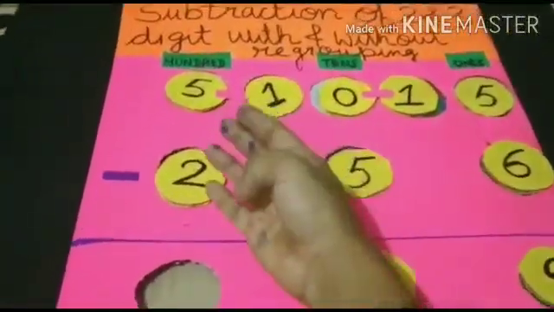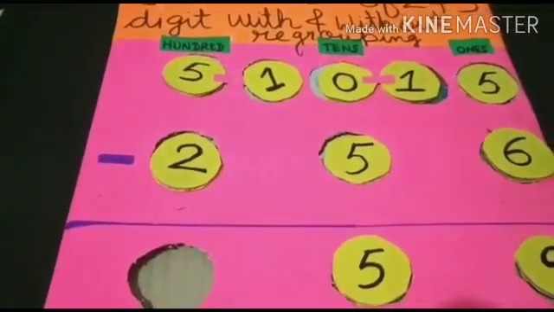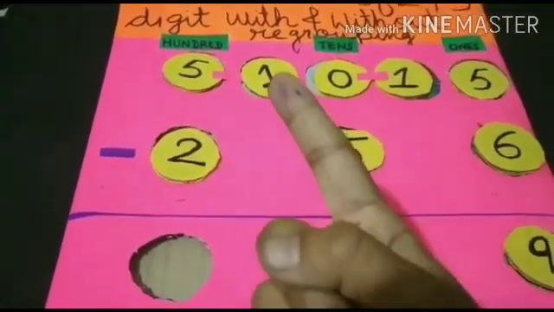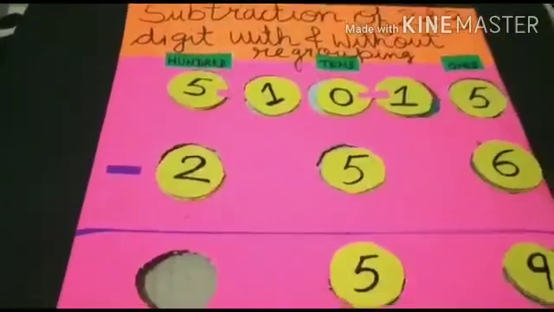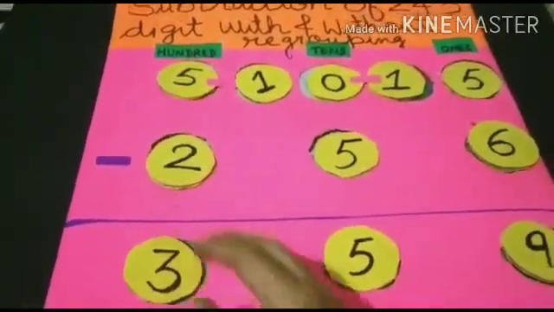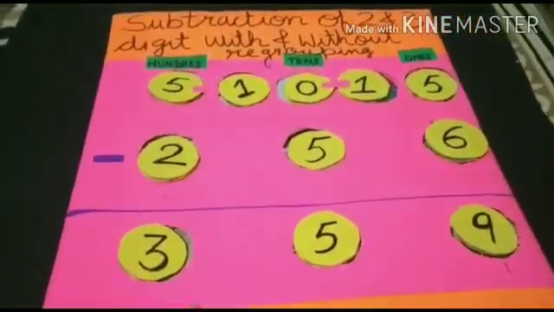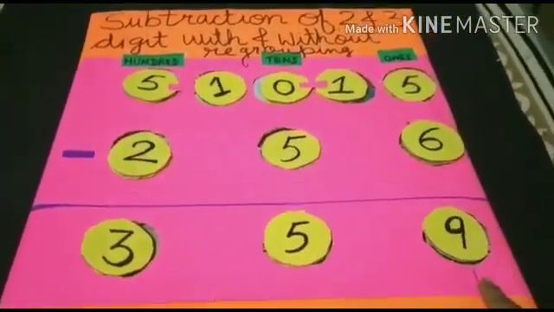Now from 5 we can subtract 2 easily. After 2: 3, 4, 5. So the answer for the 100 place value is 3. So 359 is the difference.